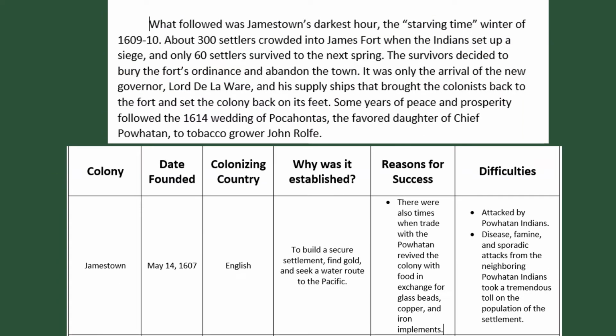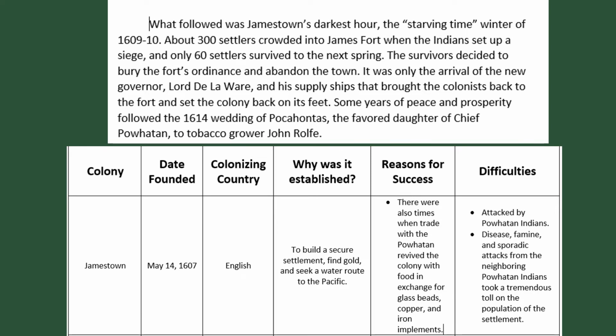What followed was Jamestown's darkest hour, the starving time, winter of 1609 to 1610. About 300 settlers crowded into James Fort when the Indians set up a siege, and only 60 settlers survived to the next spring. The survivors decided to bury the fort's ordnance and abandon the town. It was only the arrival of the new governor, Lord de la Ware, and his supply ships that brought the colonists back to the fort and set the colony back on its feet.